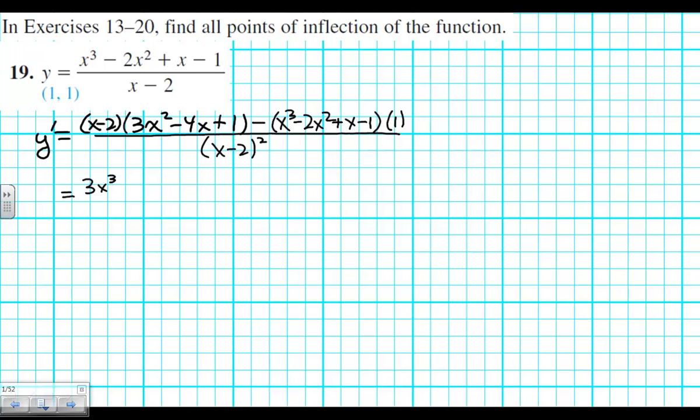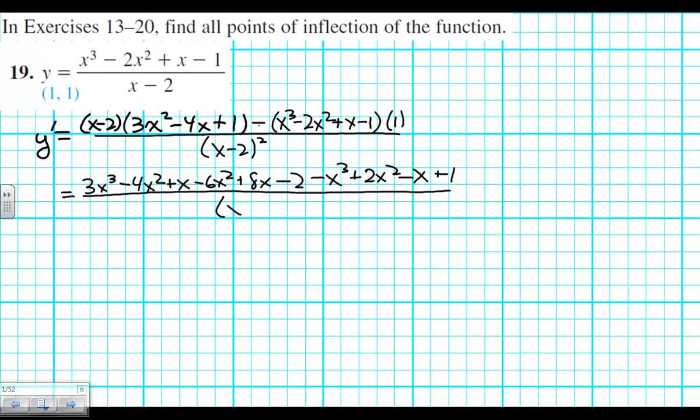3x cubed minus 4x squared plus x minus 6x squared plus 8x minus 2. And then let's distribute this negative sign through all those terms, and we get negative x cubed plus 2x squared minus x plus 1. And this is all over x minus 2 squared.